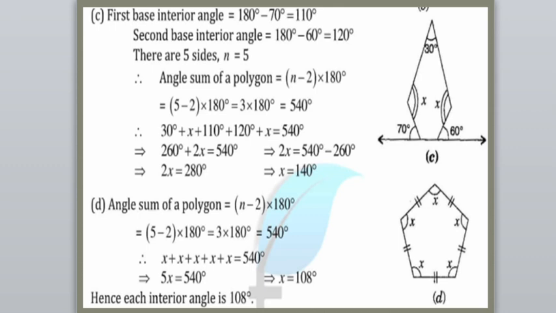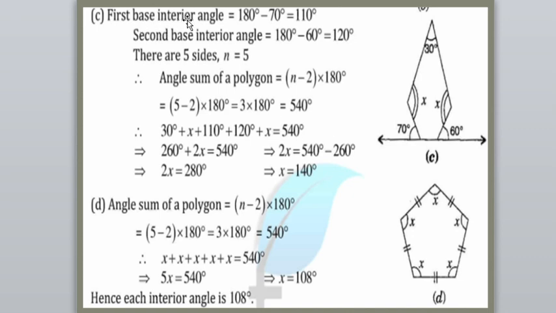Then C. In C, the polygon is given with 5 angles and 5 sides, and if it has 5 angles and 5 sides, then it is called a pentagon. So here we have to find the value of the unknown angle x. Here 30 degree is given, x is given, and this is also x, which we have to find out, but these two angles are not given, and these two angles we will find by using the linear pair.